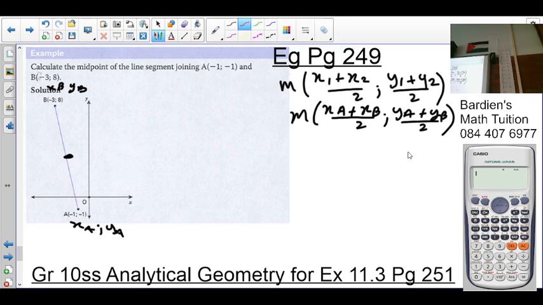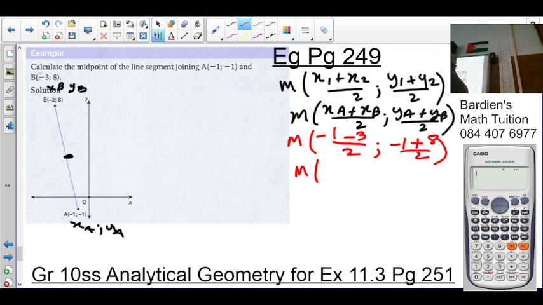What do we have? The midpoint will simply be xA, which is -1, plus -3 over 2. Not so? And then yA, which is -1 plus 8 over 2. So the midpoint will simply be -4 over 2, which is -2, and that is going to give you 7 over 2.